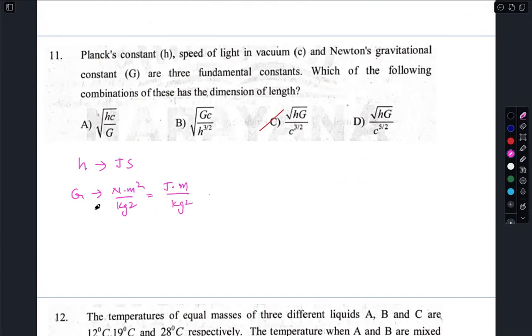Right. Now, what will you get if I work with H, joule second, E is equal to H nu. G also, Newton meter square per kg square is correct. Joule meter per kg square is correct.